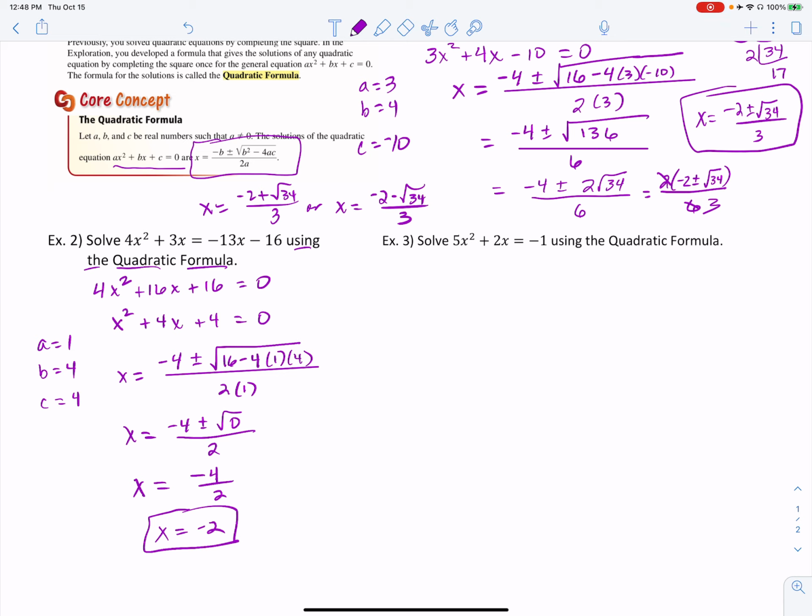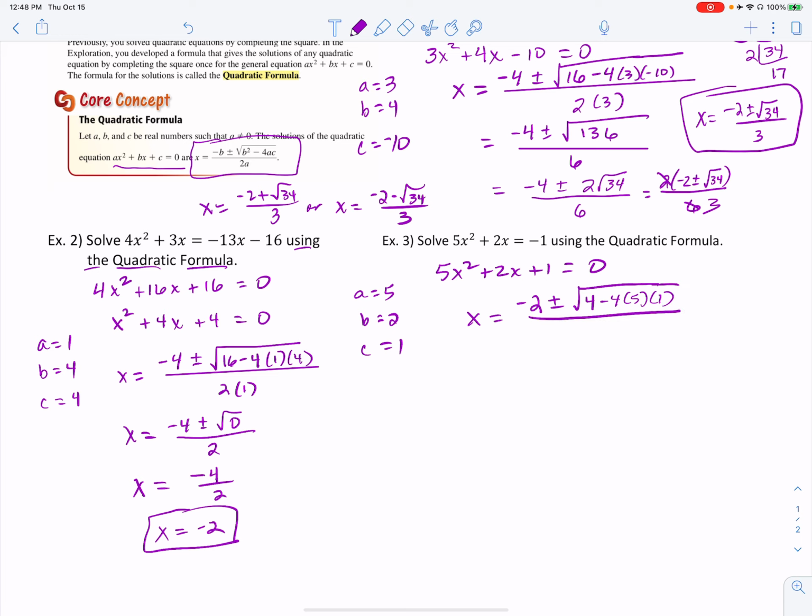How'd you do? Again, pause, try 3 on your own, and then check and see how you did. All right, let's check and see how you did. 5x squared plus 2x plus 1 equals 0. My A value is 5, my B value is 2, and my C value is 1. So I'm going to plug into the quadratic. The opposite of B is a negative 2, plus or minus the square root of B squared is 4. 2 squared is 4. Minus 4 times the A value times the C value, all over 2 times A.